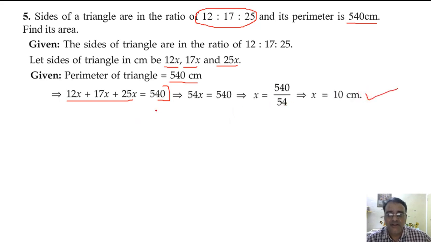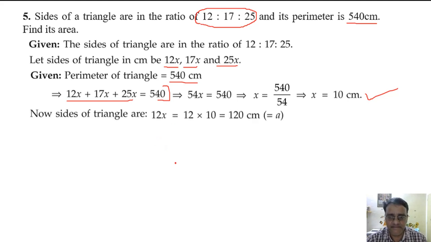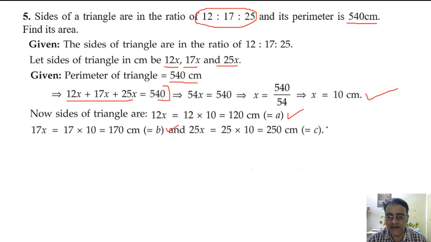Now 12x will become 120, and 17x will become 170 and 25x will become 250. Okay, we marked 120 as A, and 170 marked as B, and the last 250 marked as C. Now we'll write the formula, but before that we don't have S here. We have not calculated the value of S. What is S here?